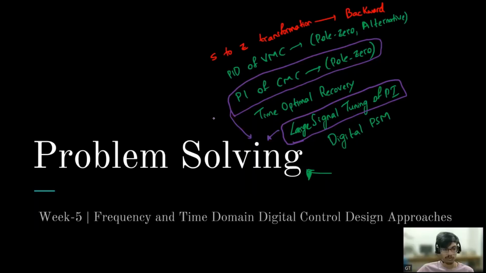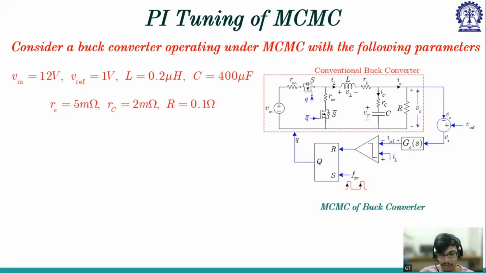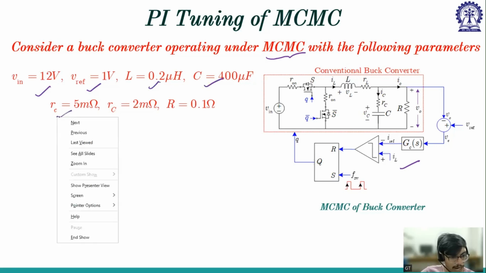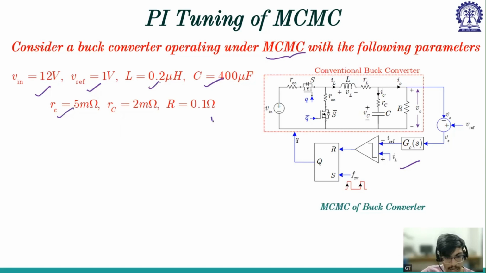So the question is as follows. I have given you a buck converter which is operating under mixed current mode control, and here is the architecture. So V in is given, V reference is given, L is given, capacitor is given, RE, so equivalent resistance is given. So RE is R on plus RL. So this is R on and this is RL. So the summation of this is given, RE. And RC is given, R is given. So R is the load resistance. So V is 1 volt. So R is 0.1. So I naught is 10 ampere.